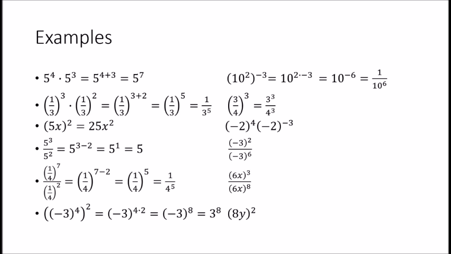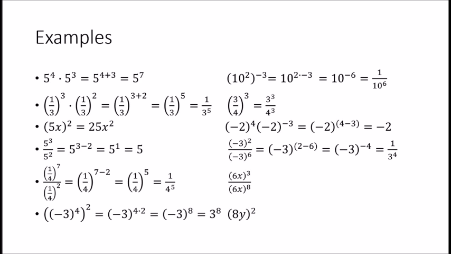In the next problem, we have the same base value, -2 to the 4th times -2 to the -3rd. Recognize that this is actually just -2 to the 4th over -2 cubed. Either way, you get -2 raised to 4 minus 3, which is -2 to the 1st power, or just -2. In the next problem, we have -3 squared over -3 to the 6th. So we will take -3 raised to the power 2 minus 6, or -3 raised to the -4, which is 1 over 3 to the 4th power.